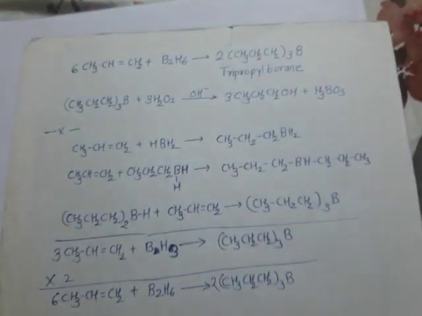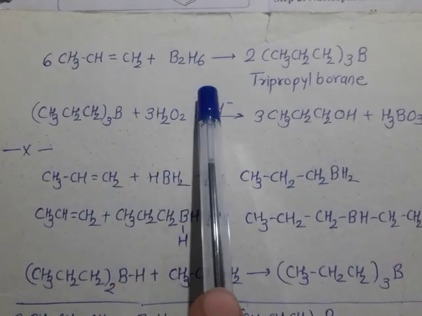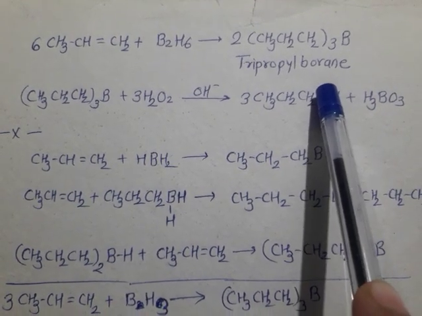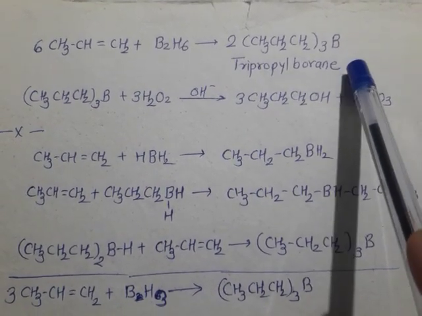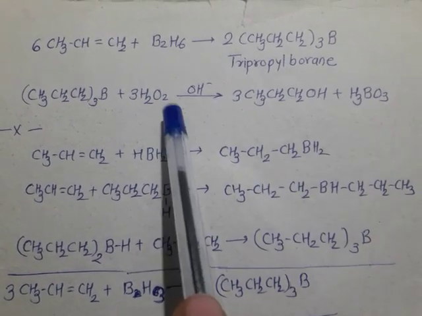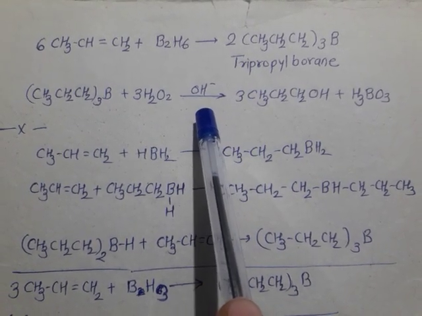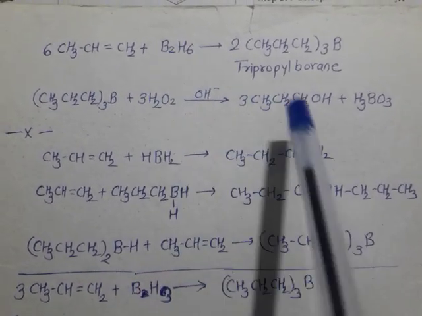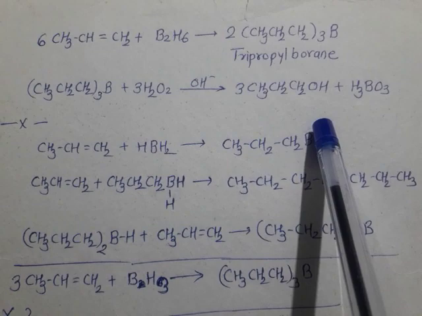I'll show you the reaction here. In this reaction we have started with propene. It reacts with B2H6, and we get tripropyl borane. I am telling you this in terms of reaction, because they have not given the reaction here. This tripropyl borane further reacts with H2O2 in alkaline medium in the presence of the base NaOH, and we get propanol. So propene plus water gives isopropyl alcohol, and propene plus B2H6 gives n-propyl alcohol.